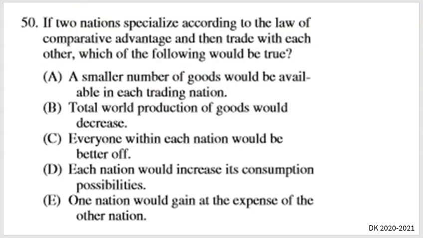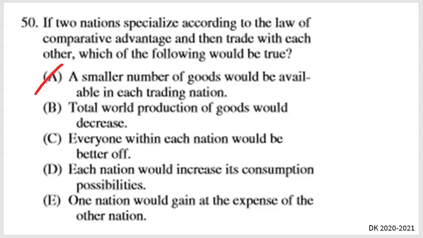Number 50. If 2 countries specialize in trade according to comparative advantage, which of the following has to be true? Well, A, a smaller number of goods will be available in each trading nation. Well, the answer is no. That's not possible. In fact, a larger number of goods would be available in each trading nation because if they specialize and devote all their resources towards the production of the good, at the end of the day, they can produce more goods. So A is incorrect.